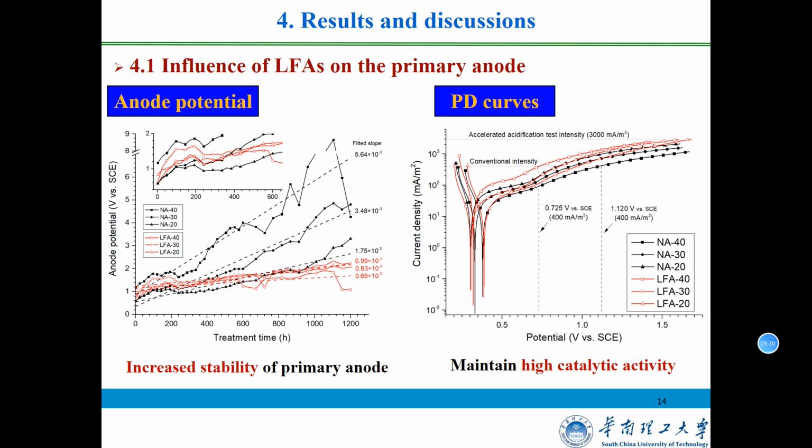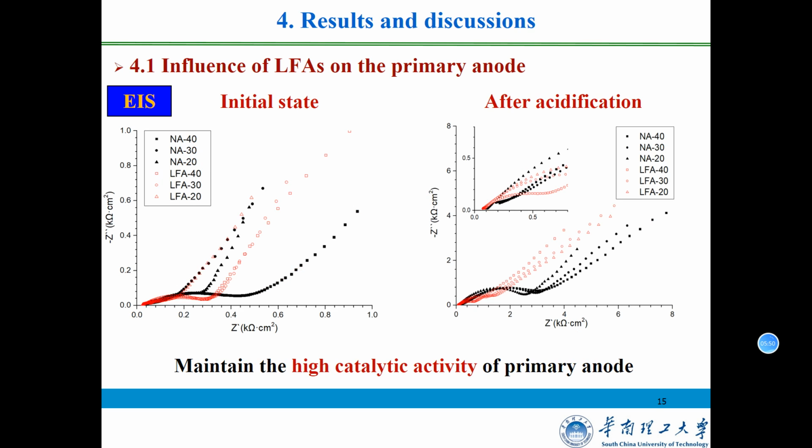It was also observed in PD curves that the anodic current density for specimen LFA was higher than the reference specimen, confirming that the functional aggregates were beneficial for maintaining the high catalytic activity and stability of the primary anode. This slide shows the impedance of the primary anode.